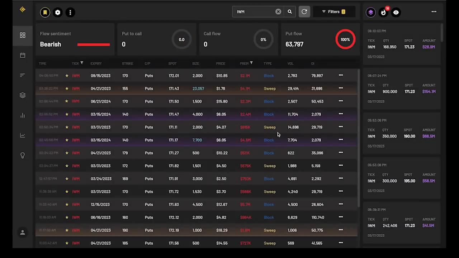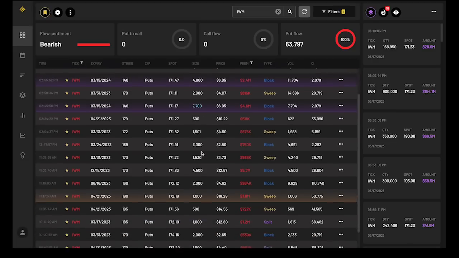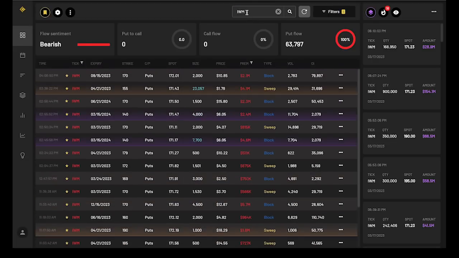All right, let's see, IWM, 100% into puts on Friday. This one is a sweep order, very aggressive, 4.1 million in premium, over 23,000 in size, 155 strike price for April 21st. That's very, very aggressive, guys.